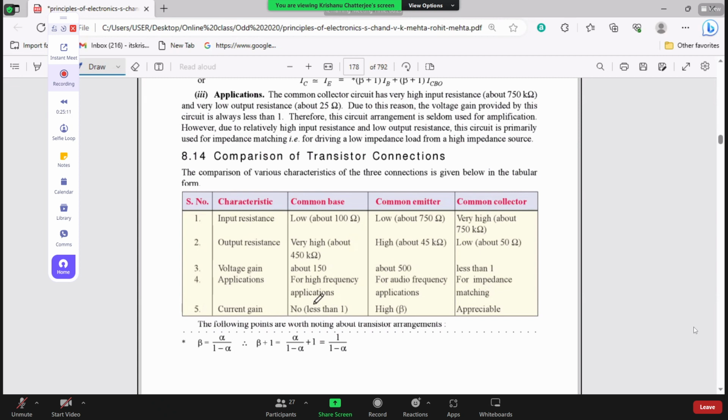Current gain is less than 1. Appreciable, but current gain over here is very high. So basically, we see that the characteristics of the common emitter are much more suitable to apply in maximum cases than the common base approach. This is clear? Do you want to ask any question?